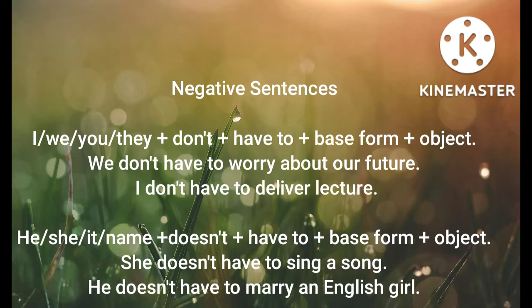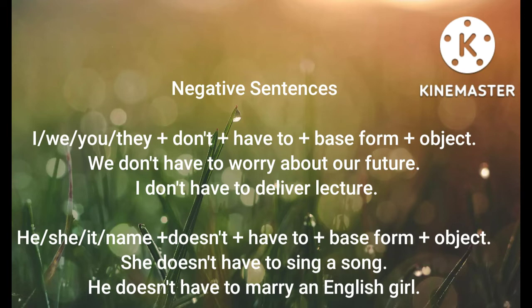We also call them do not, but in American English we mostly prefer to say don't, plus have to plus base form of verb plus object. As an example, I can repeat some sentences. We don't have to worry about our future. I don't have to deliver a lecture.